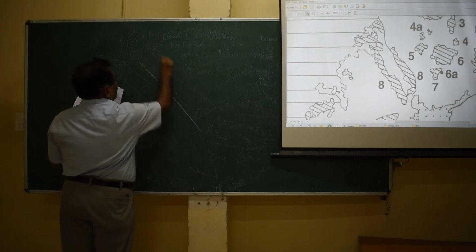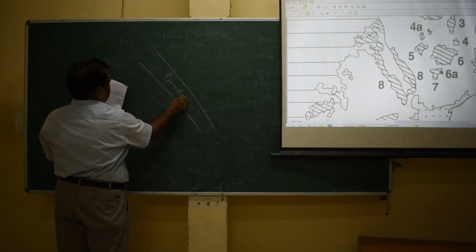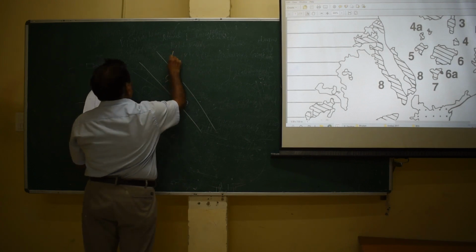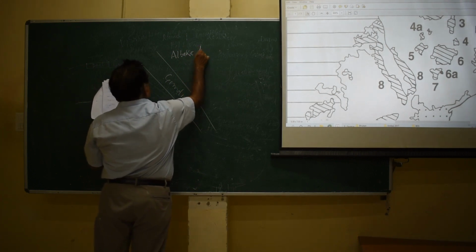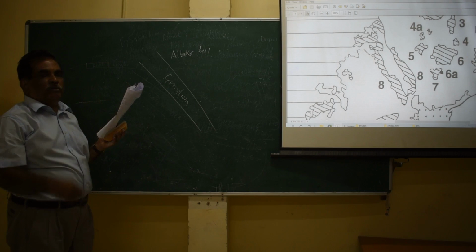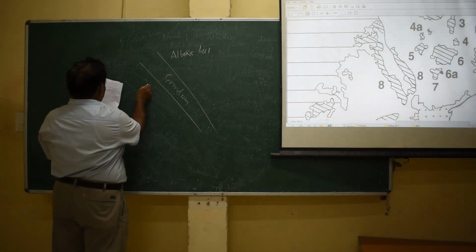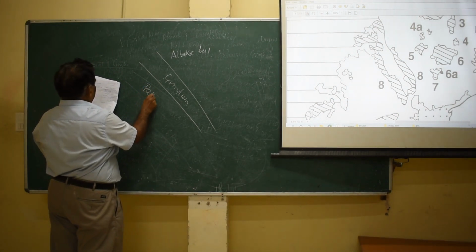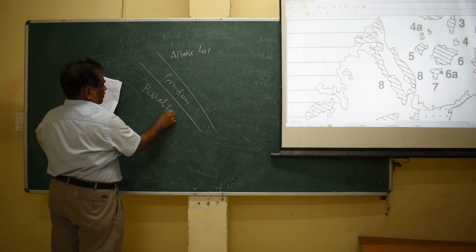This is your Gondwana. This side, the Proterozoic platform, is called the Albaka belt, A-L-B-A-K-A. So for the Albaka belt, if a short note comes, you will be able to write that these are the platform rocks. Then this side is your Pakhal, P-A-K-H-A-L, Pakhal belt.